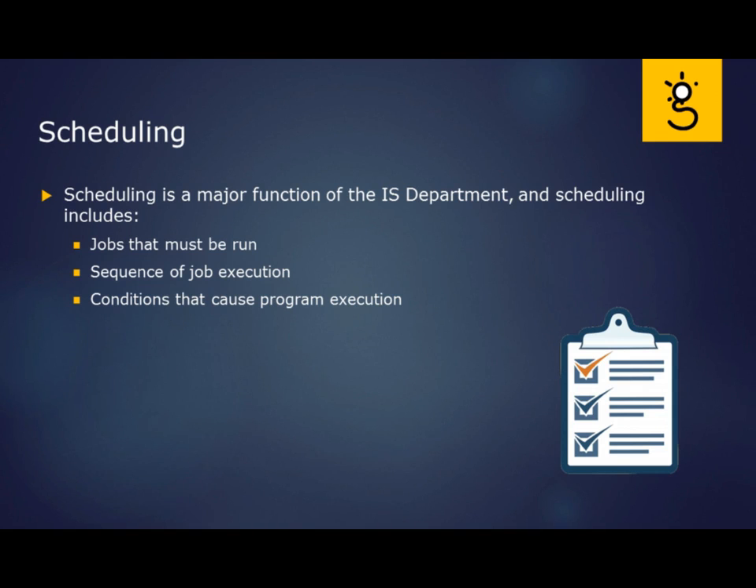As we talked about with scheduling, it is a major function of the IS department. And scheduling, and I know you're thinking a second ago he was talking about people and their shifts. Well, now we're talking a little bit more about things like jobs that must be run. What sequence of job execution steps should we go through? And what are the conditions that might cause a program execution?